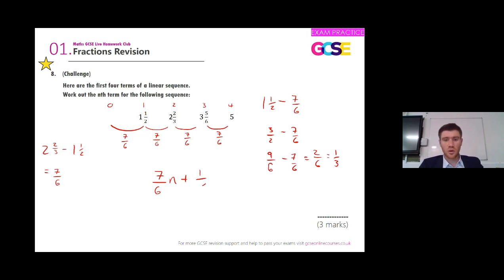So for nth term rule, you have to find the 0 term, and then you just add that to your n term, or subtract it if it's negative. So find the difference, multiply it by n. That gives you 7/6 n, and then add on, or subtract if it's negative, the 0 term. 3 marks available there. 1 for finding the difference, 7/6, or trying to find the difference. Then for actually having 7/6 n, and then for finding the 1/3, using that process.